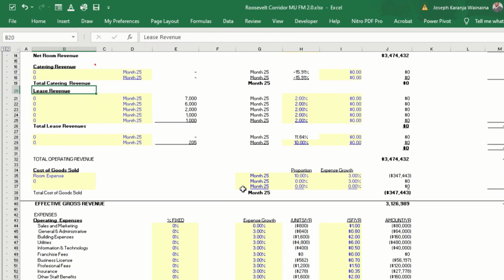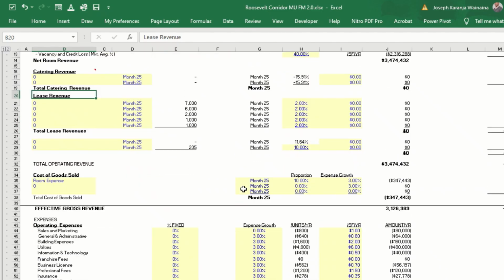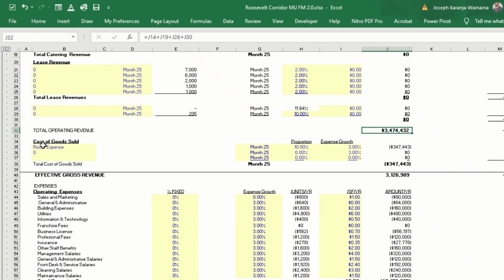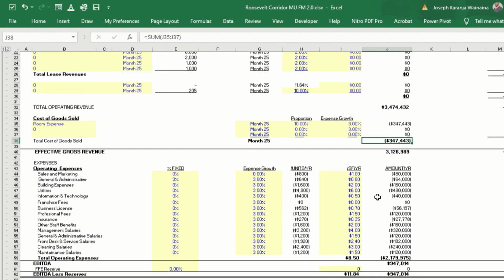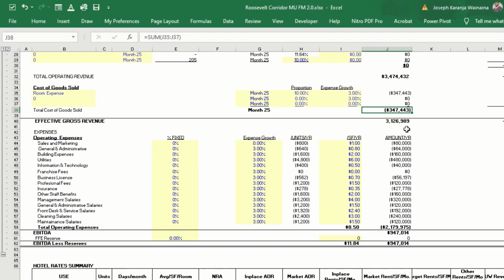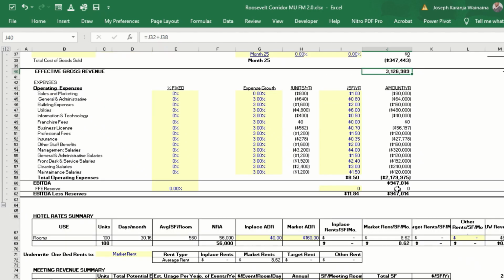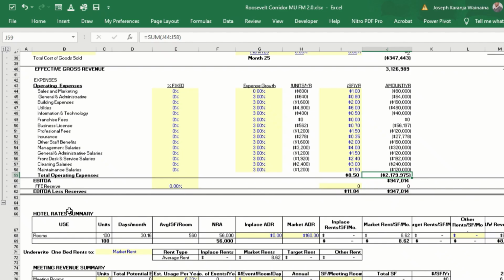Both of these two items, the three items, will not give us the total operating income. Then we do have the cost of goods sold netted against the total, which is now around 10% estimated. You can see that will be the total cost of goods sold. So the effective gross revenue will be that much. We do have the expenses totaling to this much for the total operations of the hospitality section.